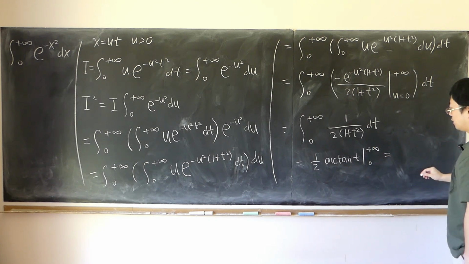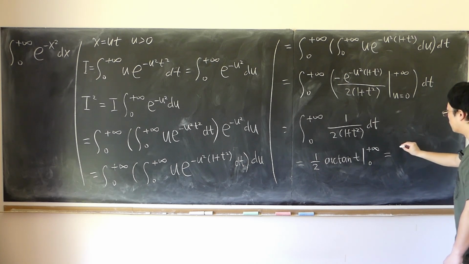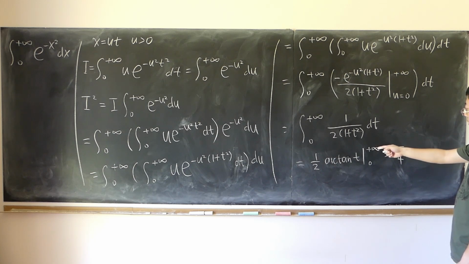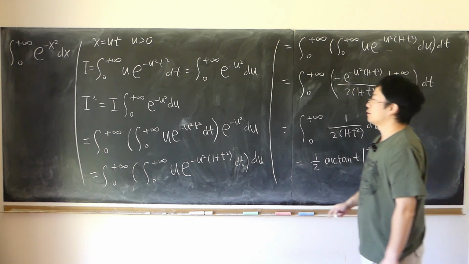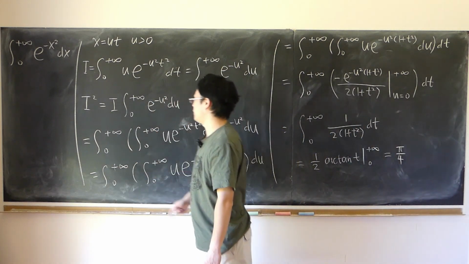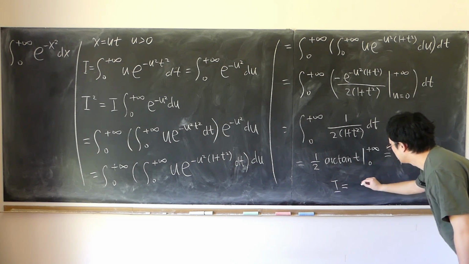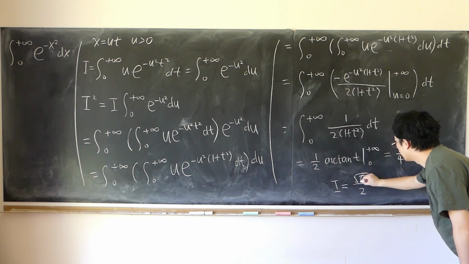That is pi over 4. Arc tangent of positive infinity is half pi, so half of that is pi over 4, minus 0. And so this is, in fact, I squared. So in that case, I is equal to, just like we are familiar with, half of the square root of pi.